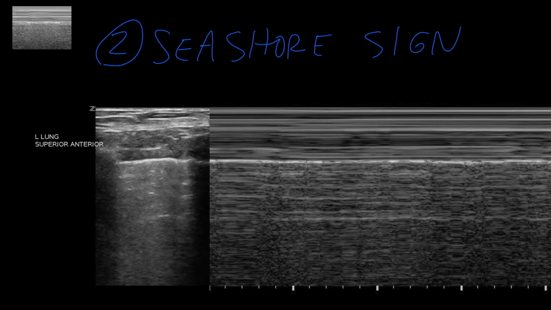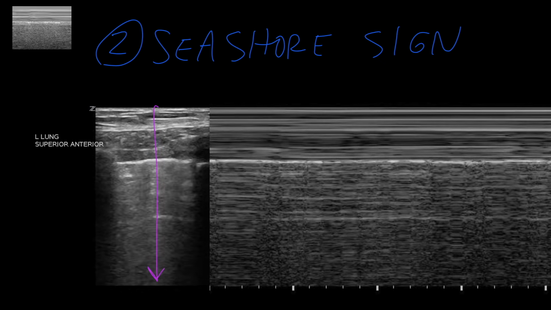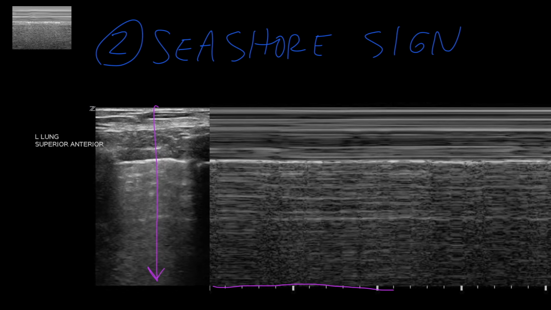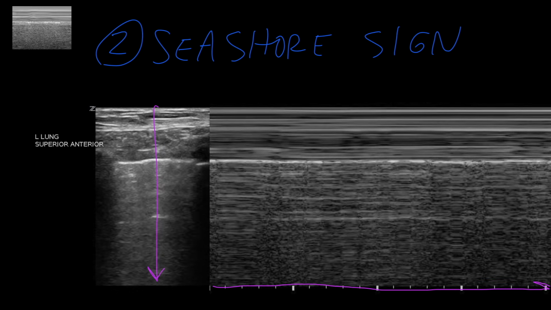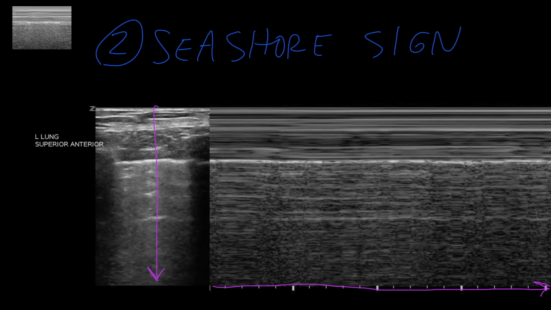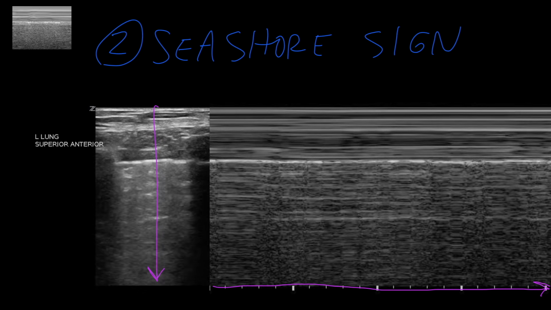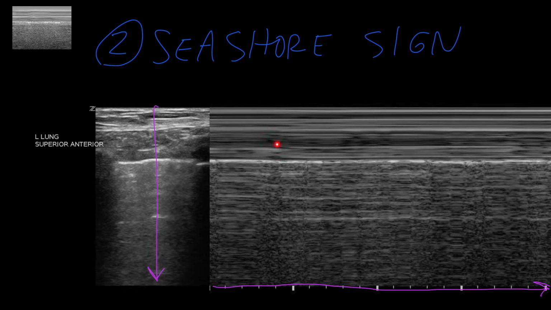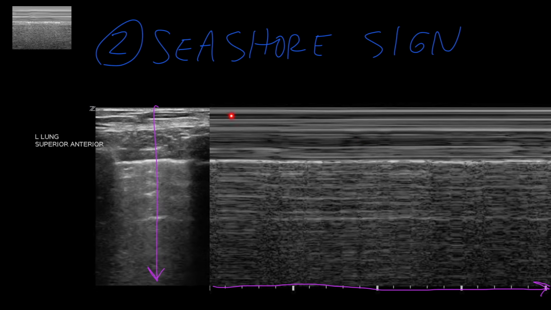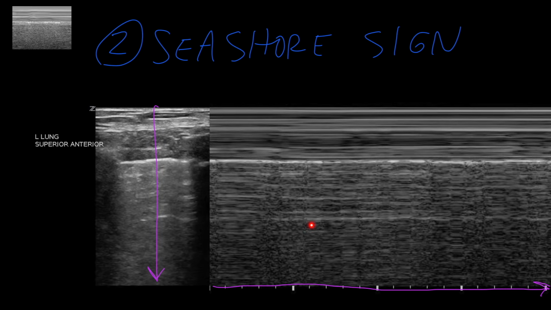If we take an M mode slice through the pleural line and then depict it over time, that's what gives us this seashore appearance on M mode on the right. And if we notice in the picture here that everything above the pleural line is relatively static, I mean, there's a little bit of movement in the intercostal and muscular segments, but it's mostly straight lines because it's relatively static. Where everything below the pleural line is relatively dynamic.